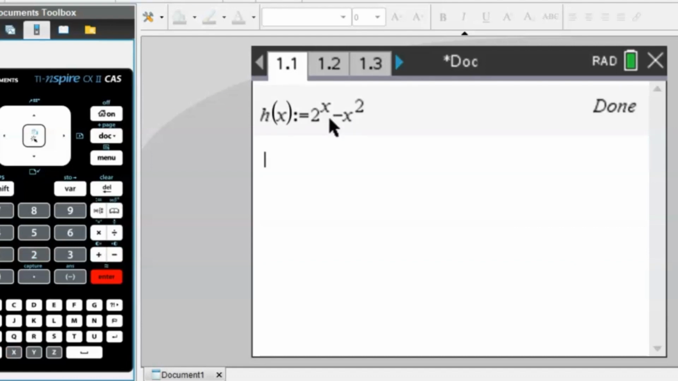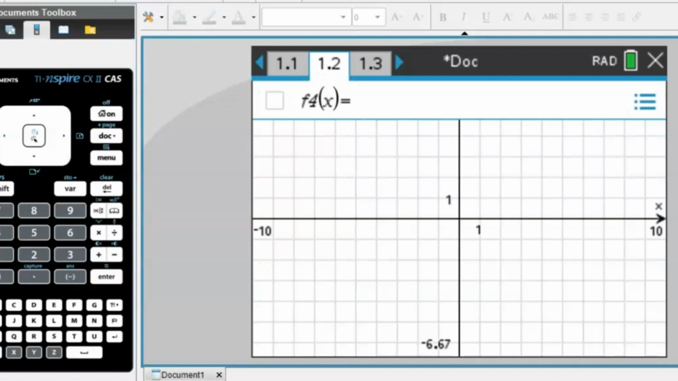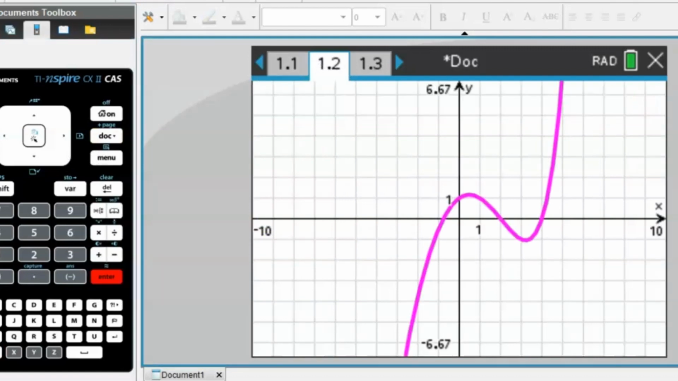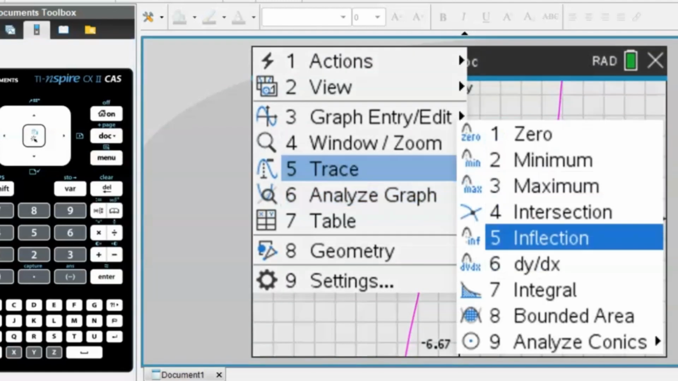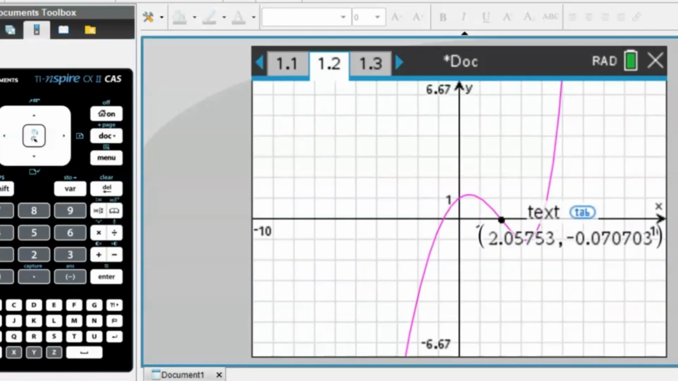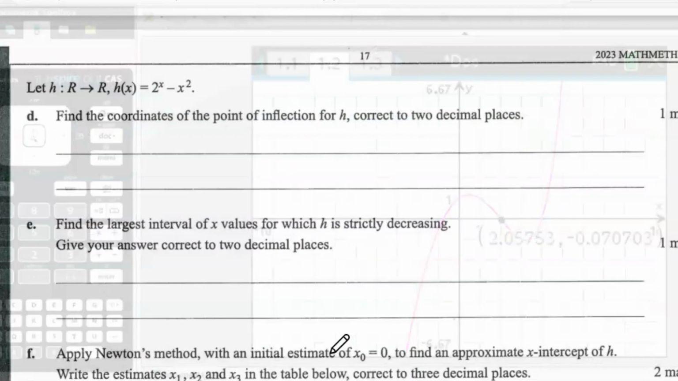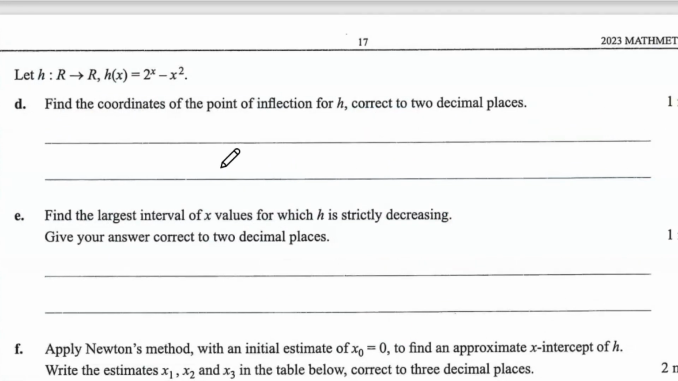And I want to find out the point of inflection. Control that, h of x, so that's going to be the point of inflection. Menu, analyze, point of inflection. So that's my answer. So let's get the point of inflection to 2 decimal places. So our answer is negative 0.75.